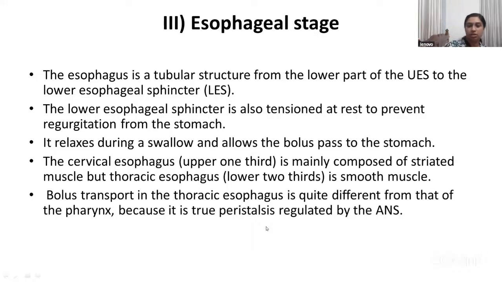Okay. That is the upper part. It's made up of striated muscle and hence it's called primary peristalsis. And after that, the lower two-thirds are made of smooth muscles and hence they perform the secondary or the true peristalsis that is regulated by the autonomic nervous system.